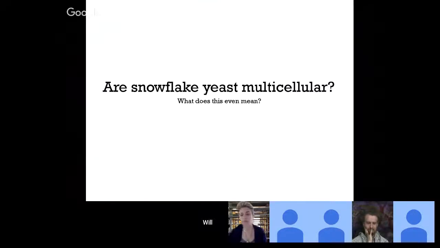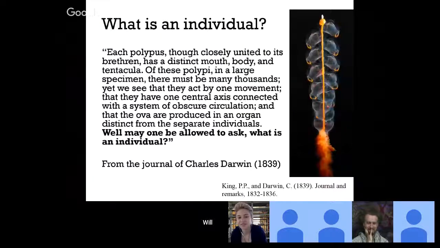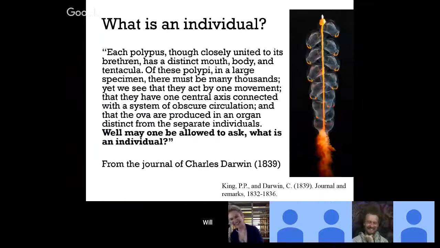What does it mean? So, I'm an evolutionary biologist, which means that I am required by the law of our Society for the Study of Evolution charter to have a Darwin quote in my talk. It's not really true, but may as well be true. So Darwin thought about individuality, which is pretty cool. And this is when he was voyaging on the Beagle, well before he wrote The Origin of Species, 20 years before.